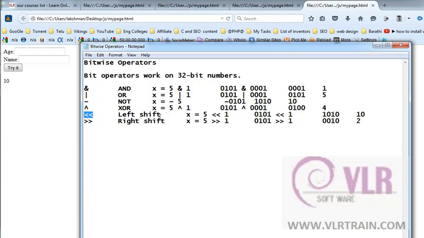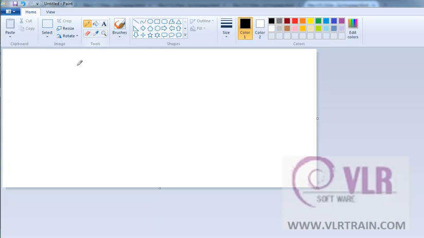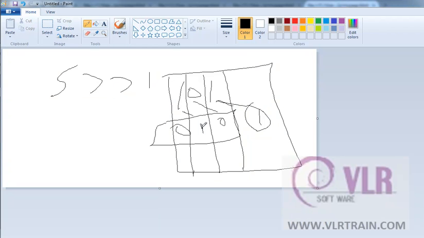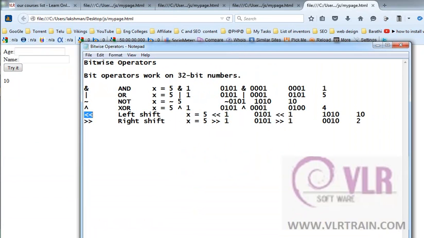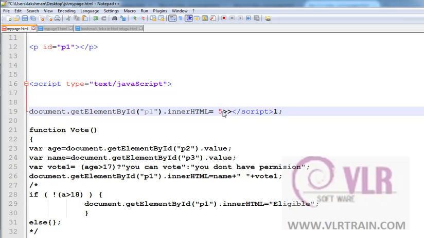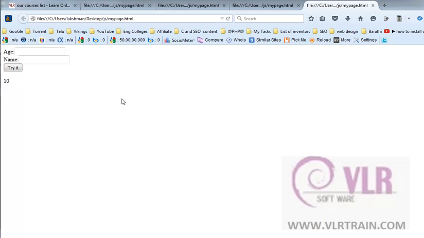So the right shift operator is exactly opposite to the left shift operator. It shifts the bits 1 place to the right. Now 5 is greater than greater than 1. What is the binary value of 5? 1 0 1. So the bits are right shifted, and the last bit is removed. So what is the final value? 0 1 0. What is the value of 0 1 0? 2. What is the answer? 2.